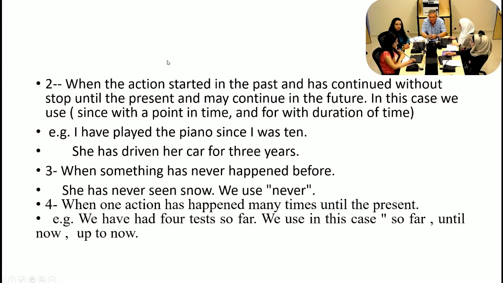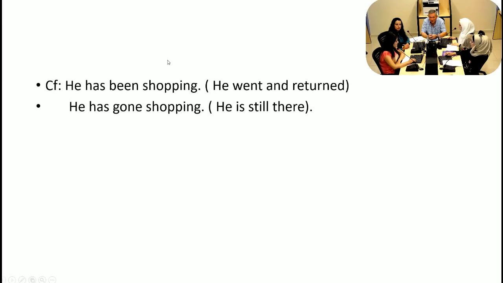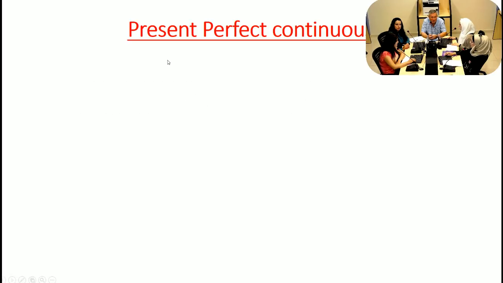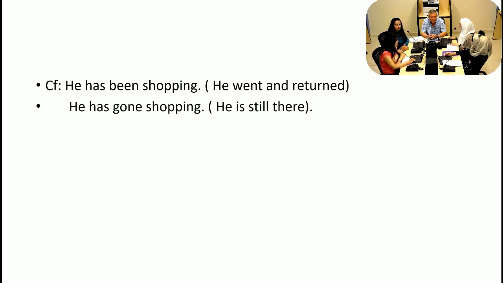Thank you. Next, Mr. Maher. Miss Zuka, tell us about the difference. Okay. The difference: when we use the third form of go with the present perfect, we use been to indicate that someone has gone and returned. But we use the form gone, the third form of go, to say that someone is still there. He hasn't arrived yet or come back.